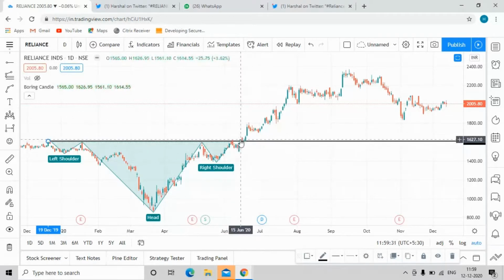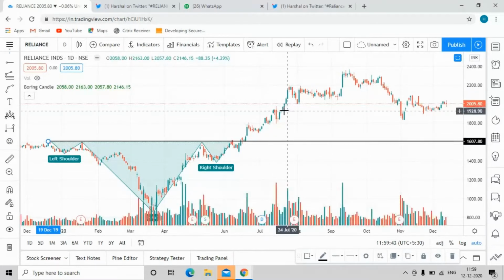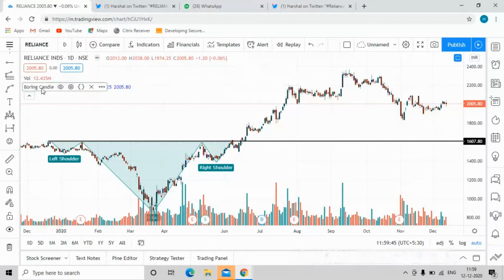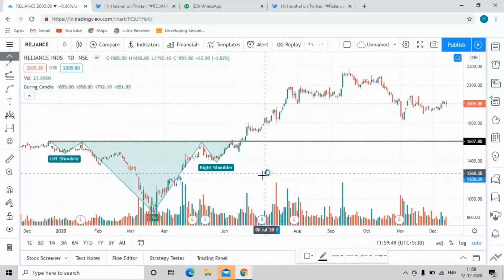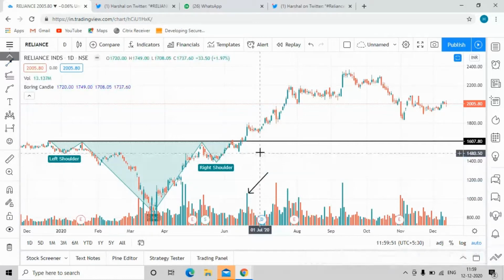At this time, this was the level I was expecting, because there was this high of 1618. So I was expecting it to give a close above 1620 to initiate a trade. If you see, if I apply volume, there was this huge volume at the breakout level, right? This was the breakout level, right?